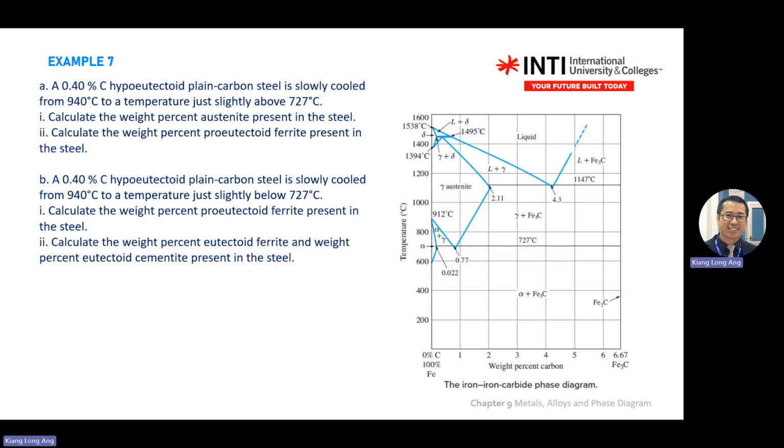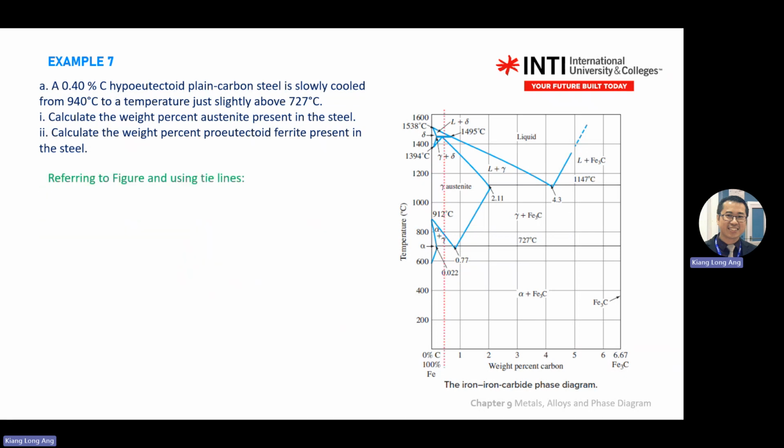Okay. So part B asks you to calculate for hypoeutectoid plain carbon steel, 0.4%. Very, very low here, 0.4%. From 940, 940 is about right here. So you go to that. So you draw the line. Of course, in the exam, you see a very big graph. So here, 0.4% you draw.